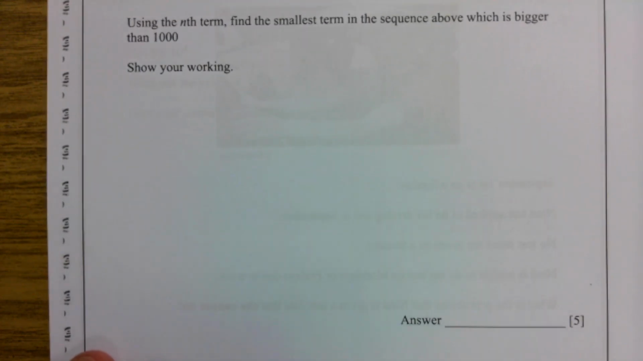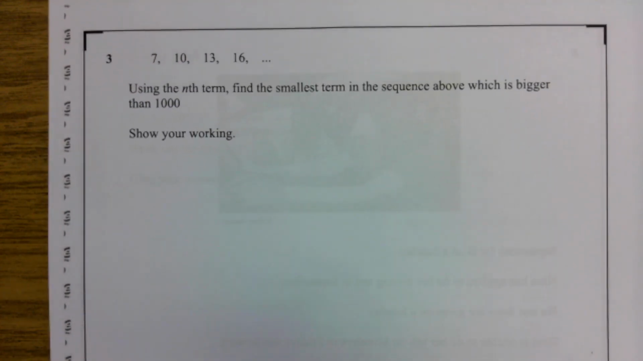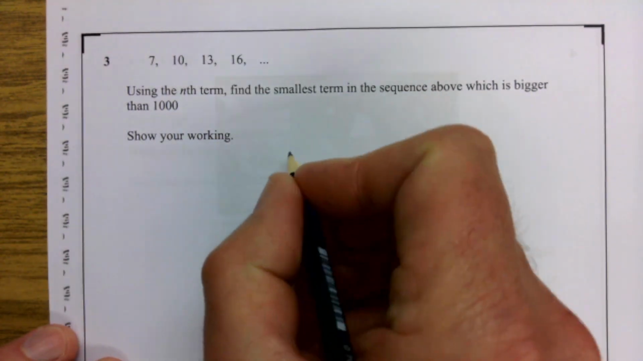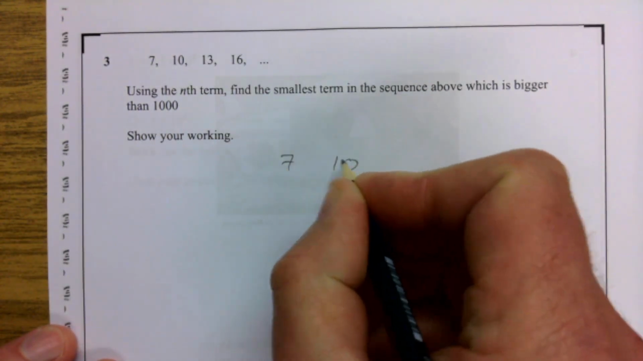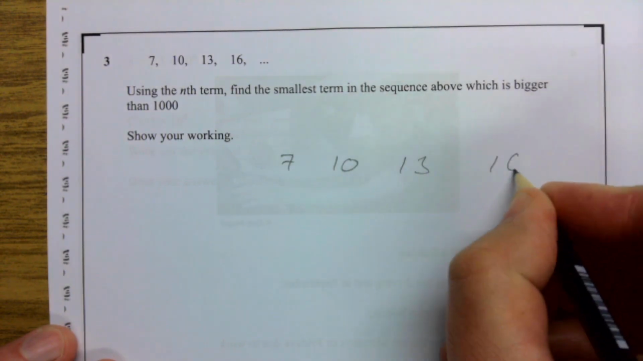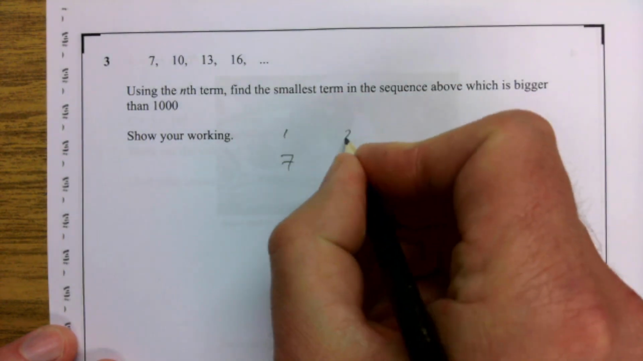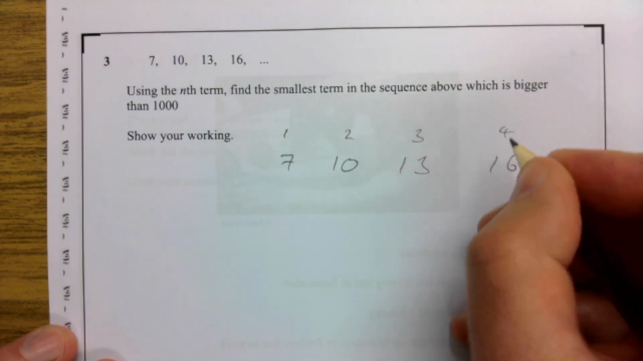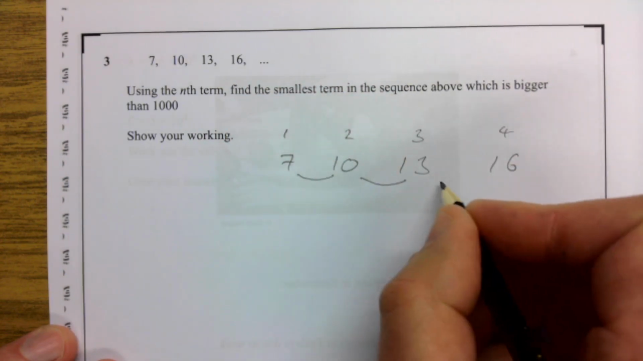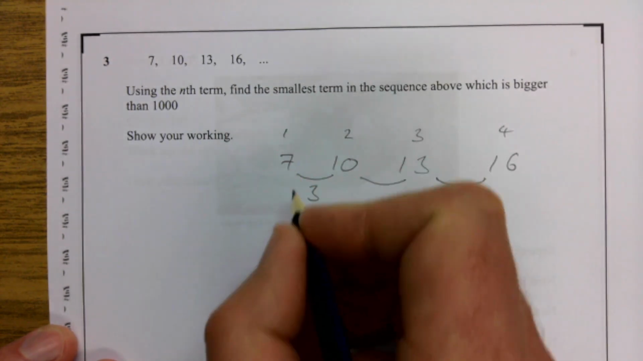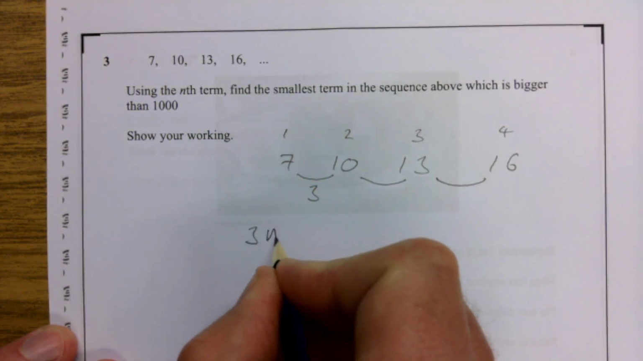Question 3. 7, 10, 13, 16. Using the nth term, find the smallest number in the sequence above which is bigger than 1,000. So we need to find our nth term. So we have 7, 10, 13, and 16, and that's the first, second, third, and fourth term. And that's going up in 3s. So that means my formula is 3n.